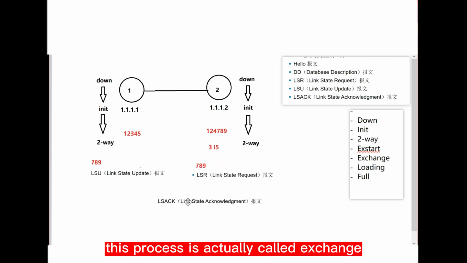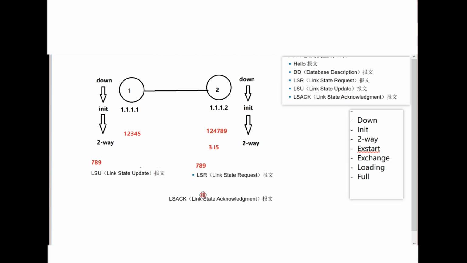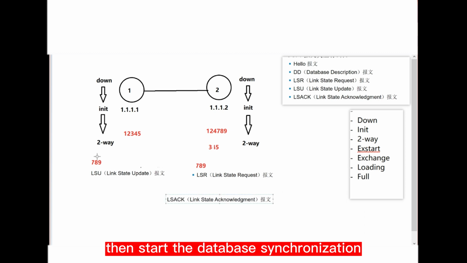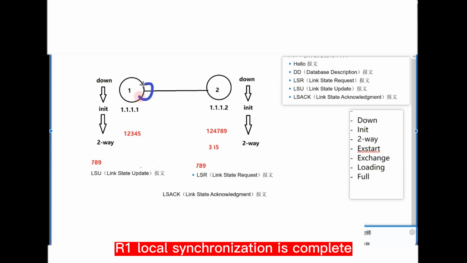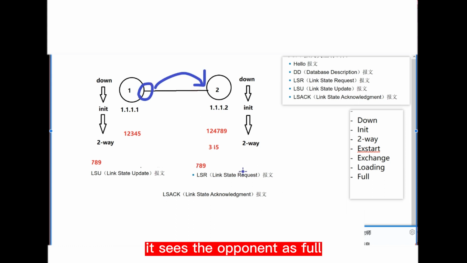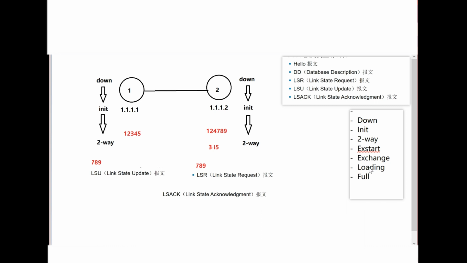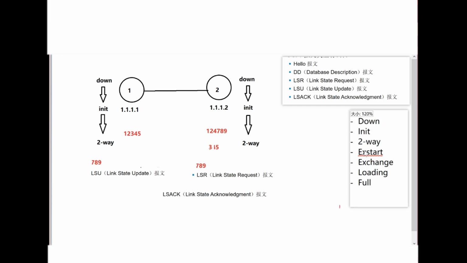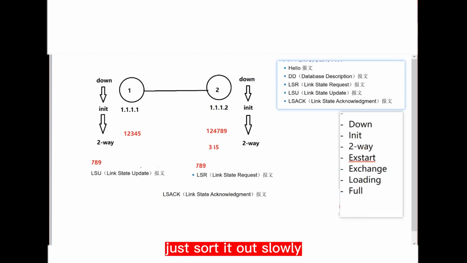This process is actually called exchange. The device is in the process of interacting with the whole, in this state. Then it starts the database synchronization. Finally, all the equipment is completed. Of course, this means R1's local synchronization is complete, and it sees the opponent as full. So, how to switch to this state? There are many parameters in it. When you reach the NP stage in the future, just sort it out slowly.